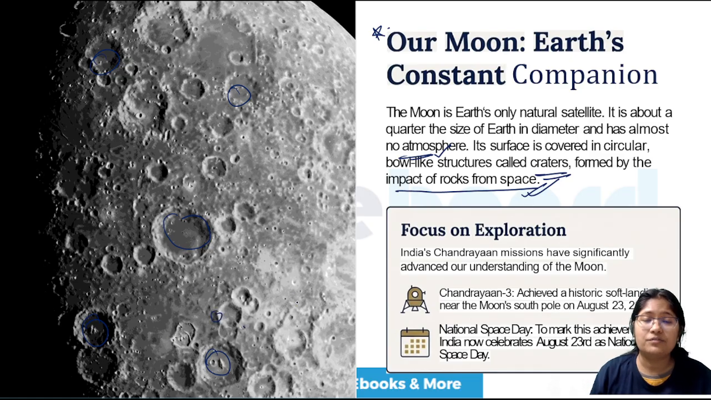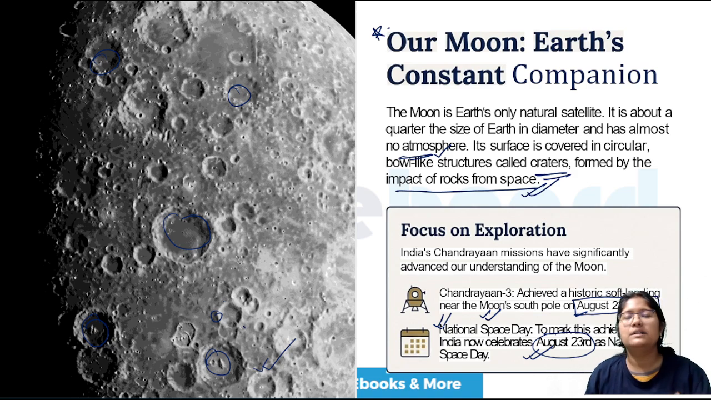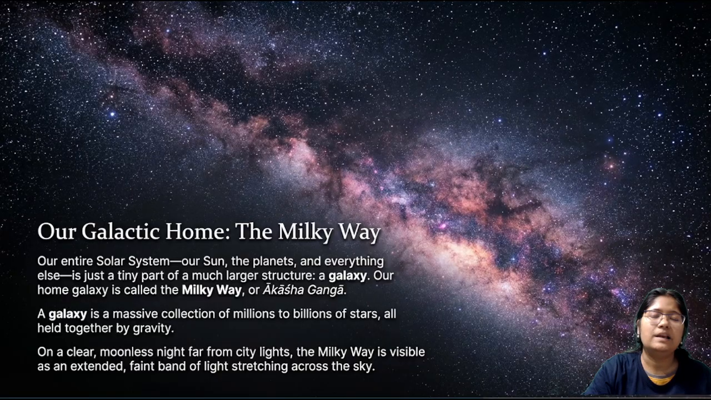Now, very important, for the first time, a country has soft landed near the southern pole of the moon, and that happened on 23rd August 2023. And that is why on 23rd August we celebrate it as National Space Day, to mark Chandrayaan 3 and the successful landing on the moon. And that is why we celebrate this day.